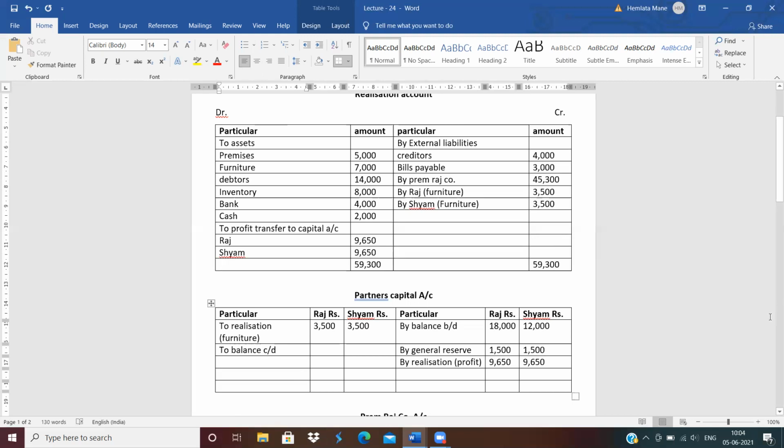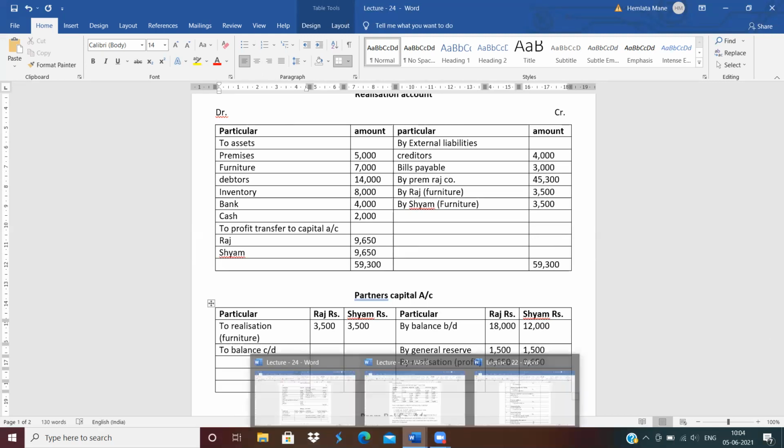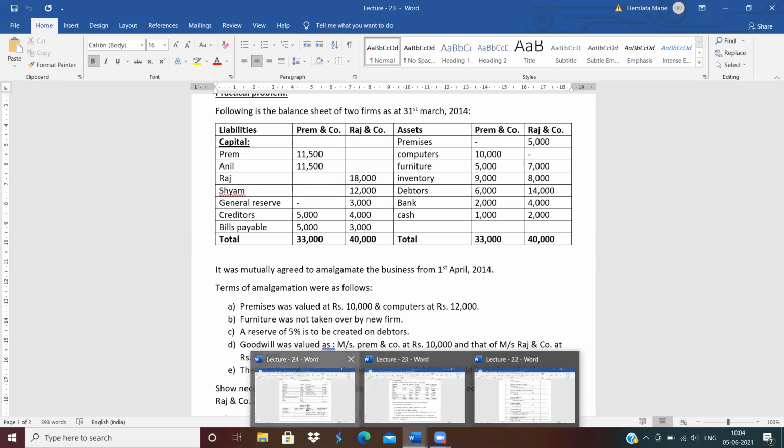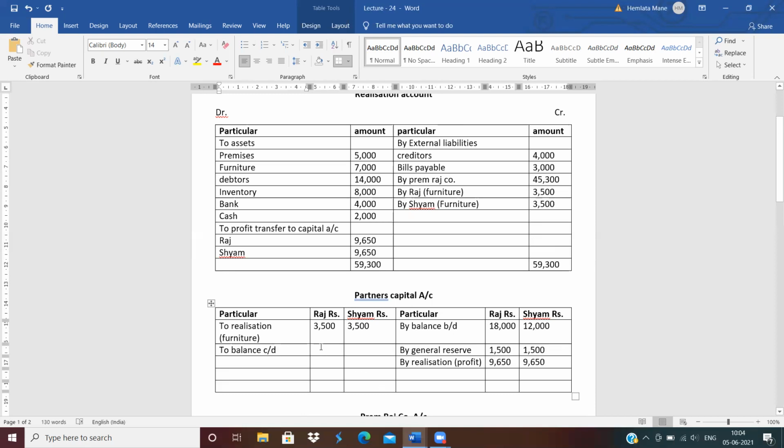So see here, you can check whether all the entries are passed or not. You transferred all the assets, yes. You transferred capital, yes. You transferred general reserve, yes. You transferred creditors and bills payable, yes. It means you passed the whole balance sheet in the books of the old firm. You can check in this way.